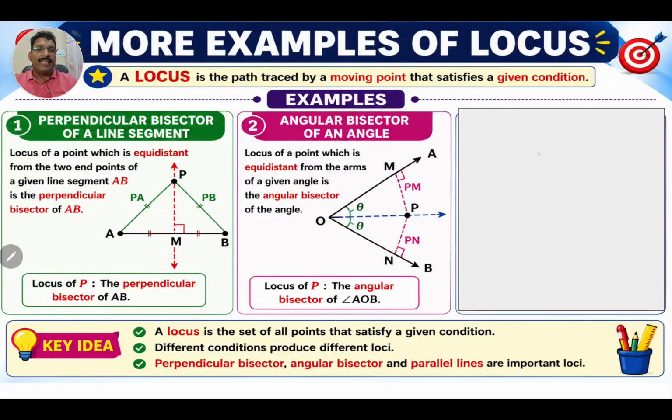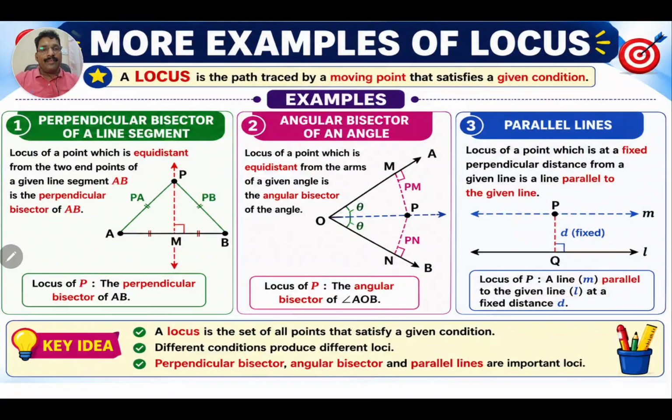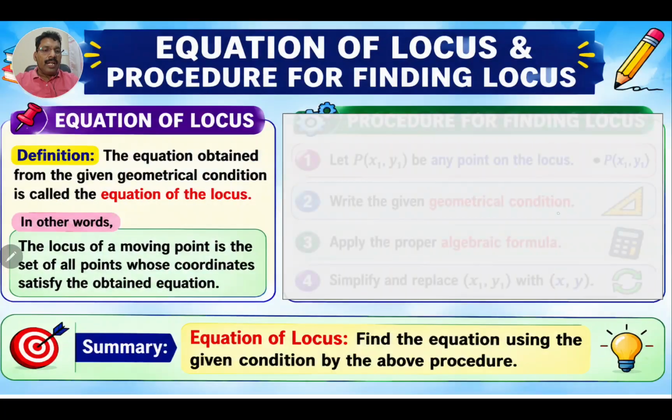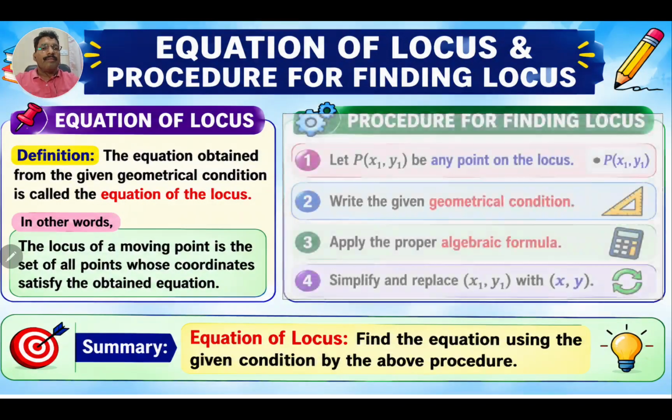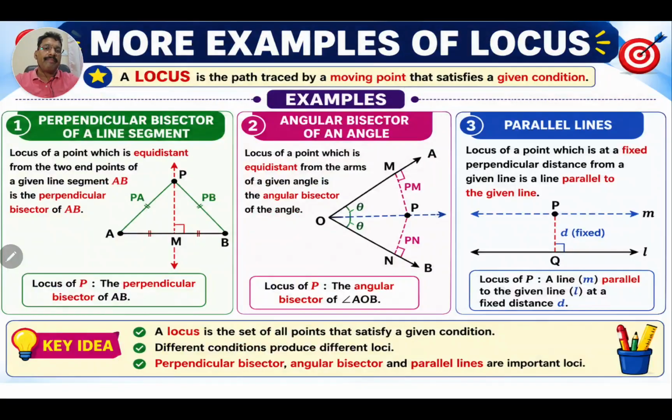We'll go for another example. Parallel lines example. The locus of a point which is at a fixed perpendicular distance from a given line is parallel to the given line. See, one line is there, and the point is at a fixed perpendicular distance from it. There is one more example for this.